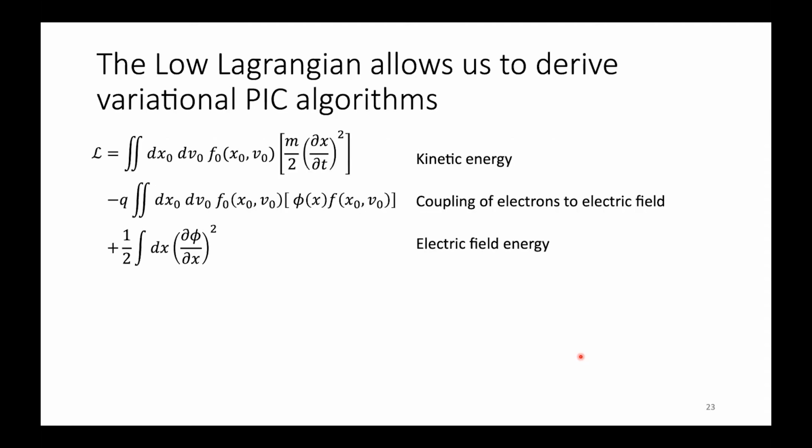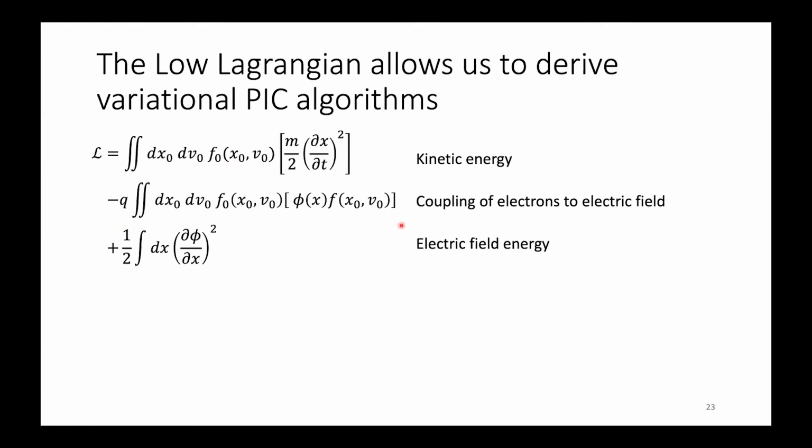To start, we've got to take a look at the Low Lagrangian. This allows us to derive variational PIC algorithms. What I've written here is a Low Lagrangian for an electrostatic PIC algorithm, so no B fields running around. This has three terms. It has a kinetic energy term for the distribution function, so for the electrons. It has a field energy term, and then it has a coupling between the electrons and the electric field.